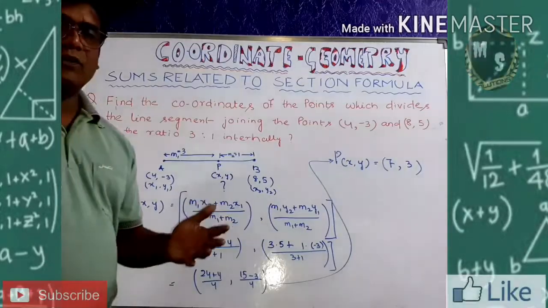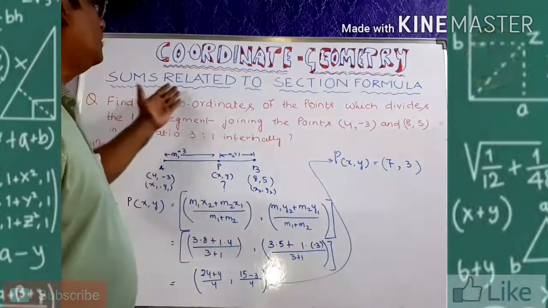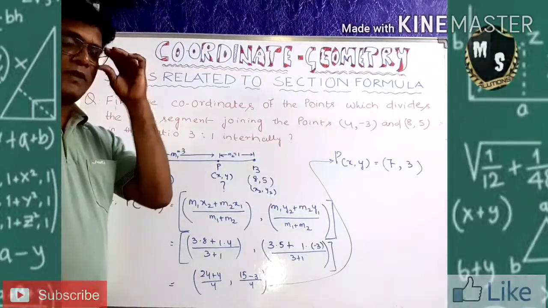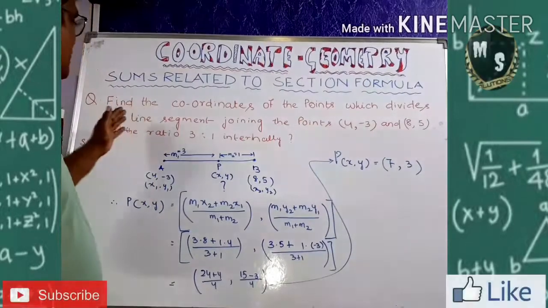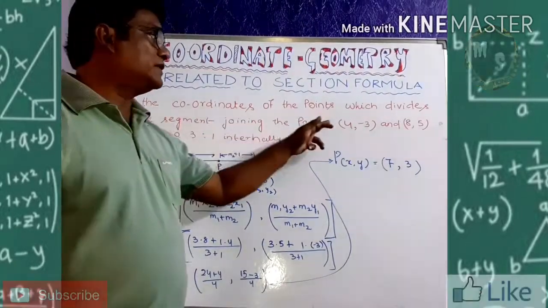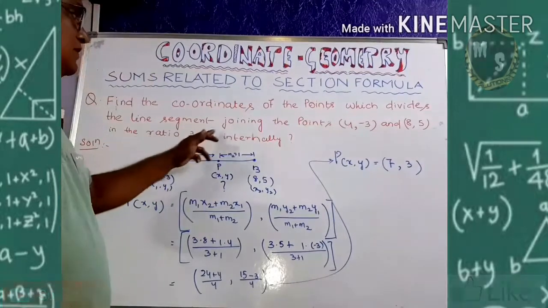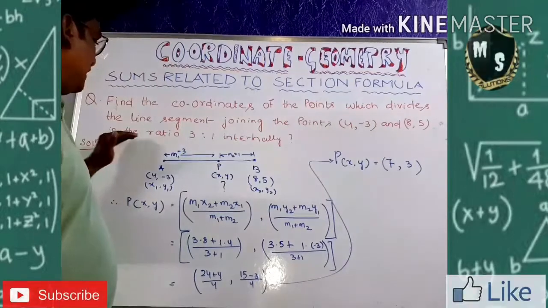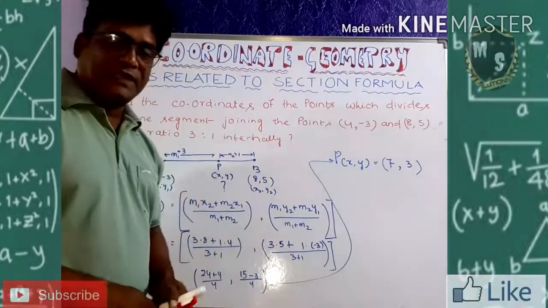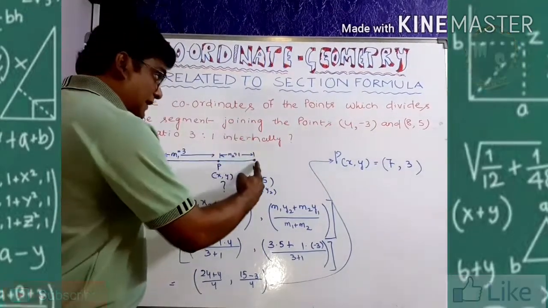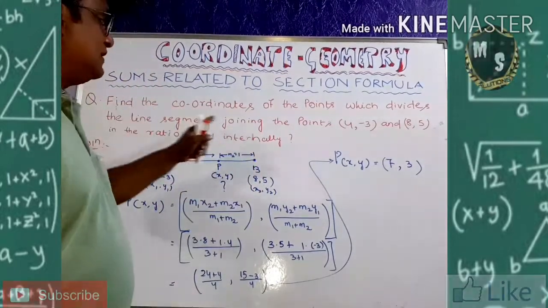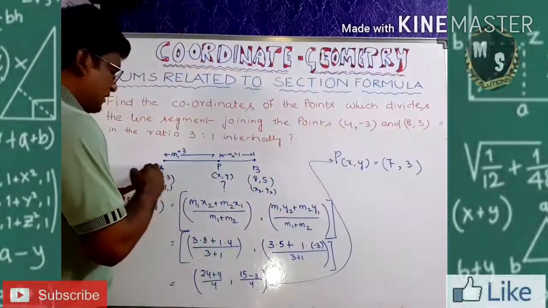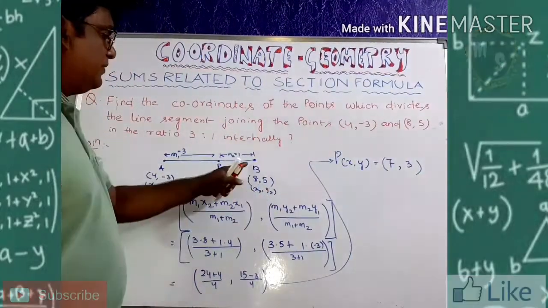Okay. Now come to the next sum, the sums related to the section formula. So these are internal and external division formula sums. So what is the question? You see the question. Find the coordinates of the point which divides the line segment joining the points 4, minus 3 and 8, 5 in the ratio 3:1 internally. That means the line segment is joining which points? 4, minus 3 and 8, 5. So 4, minus 3, let it be the A point, and 8, 5, let it be the B point.